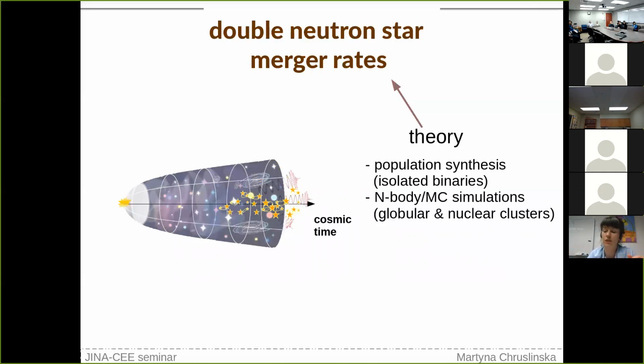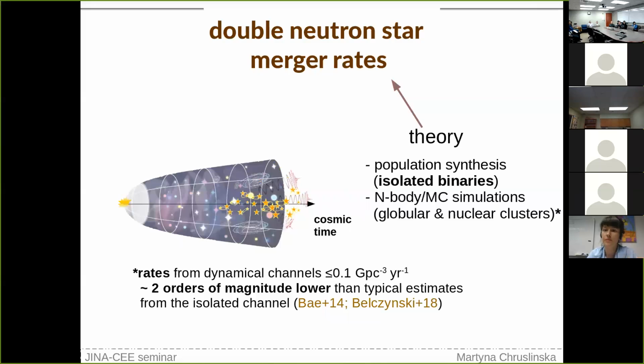are relatively frequent. And it seems that the dynamical channels give a negligible contribution to the overall merging population of double neutron stars. Those rates were estimated to be around 2 orders of magnitude lower than typical estimates from the isolated channel. However, we don't have really many estimates for double neutron stars from dynamical channels. And during the rest of my talk, I'm going to focus on the isolated evolution.